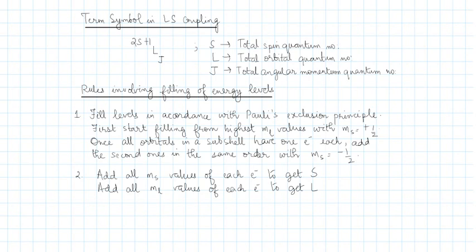Now, the second rule goes like this. To obtain capital S and capital L, this is what you have to do. To obtain capital S, add all MS values of each electron. And to get capital L, add all ML values of each electron.